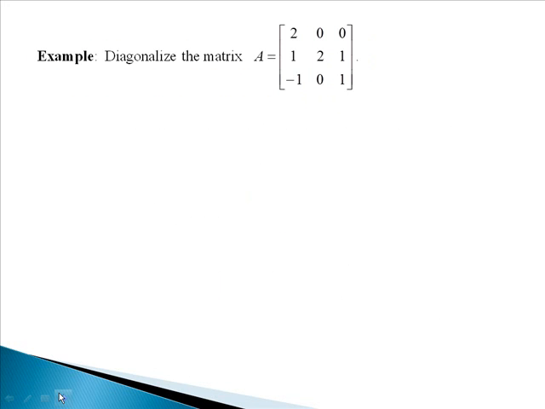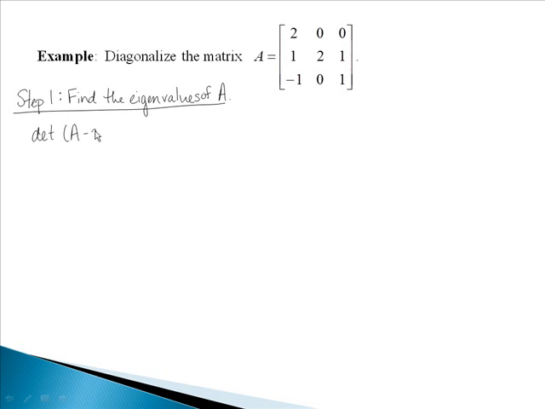So now let's diagonalize this matrix. Step 1, remember, is to find the eigenvalues of A. Now typically those are given to us. However, this matrix is not going to be that hard to find them. So to find them, we want to find the determinant of A minus lambda I, which is going to be the determinant of this matrix here.